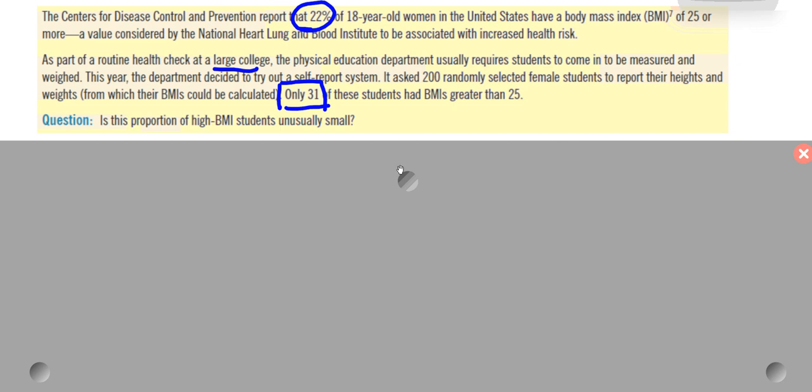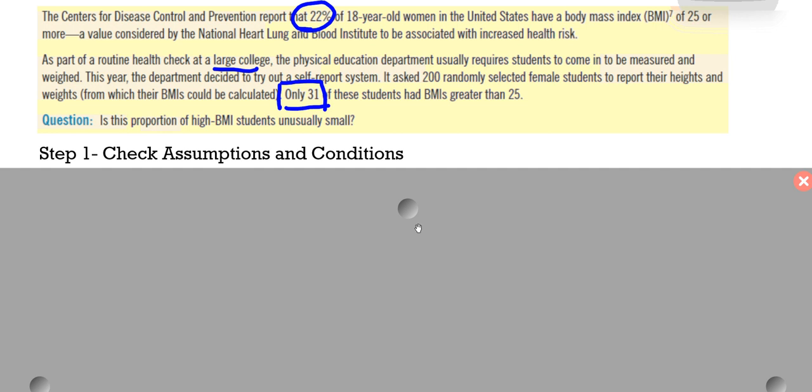All right, so we have to come up with a sampling distribution for this situation. So first, let's check our assumptions and conditions. We'll buzz through these because you don't have to write them down necessarily, since they're here. Pause if you do want to write them down.